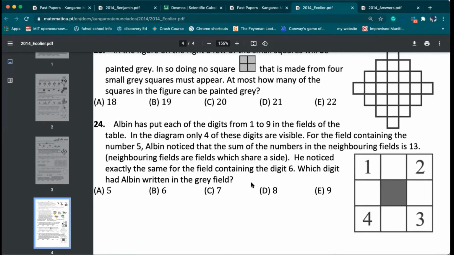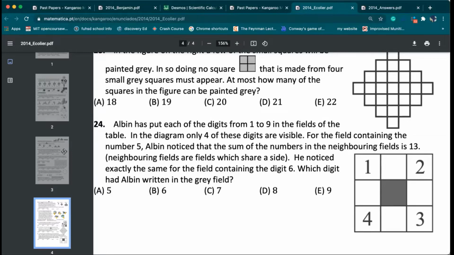Albin has put each of the digits from 1 to 9 in the fields of the table. In the diagram, only 4 of these digits are visible. For the field containing the number 5, Albin noticed that the sum of the numbers in the neighboring fields is 13. He noticed exactly the same for the field containing the digit 6. Which digit has Albin written in the gray field?